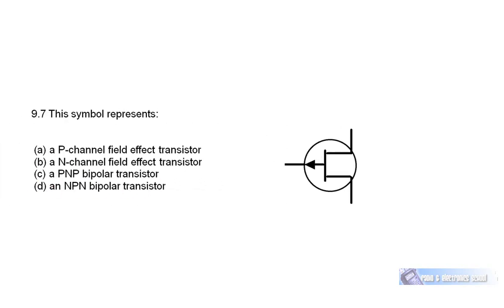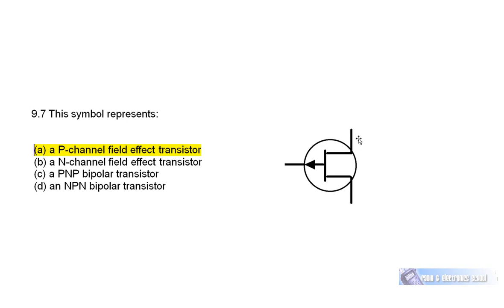Question 9.7. It's again a field effect transistor, exactly the same as question 6, except you'll notice the arrow is pointing outwards now. That makes it a P-channel field effect transistor. It's an amplifier, the same as the N-channel FET. The signal to be amplified is fed to the gate, and the amplified signal appears in the output circuit between the drain and the source.